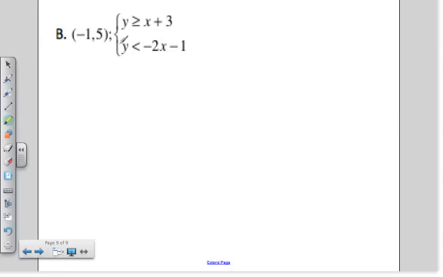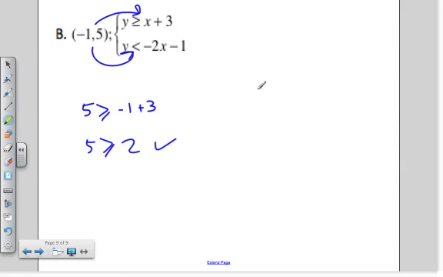Okay, part B. I kind of got lost in translation here. All right, go ahead and we're going to plug this one into both inequalities. So is 5 greater than or equal to negative 1 plus 3? This says 5 is greater than or equal to 2. Yes, 5 is bigger than 2, so that works.